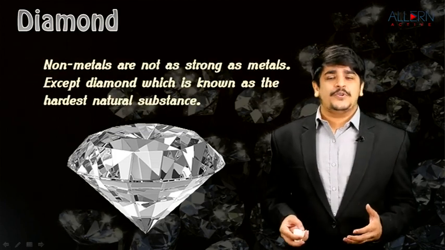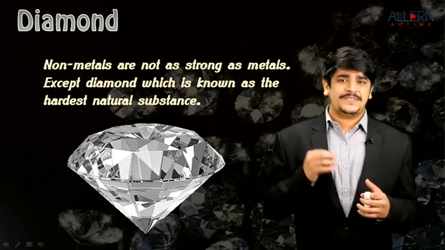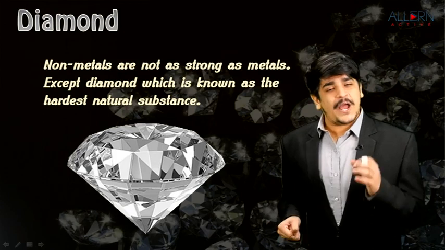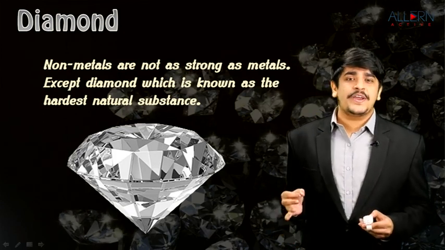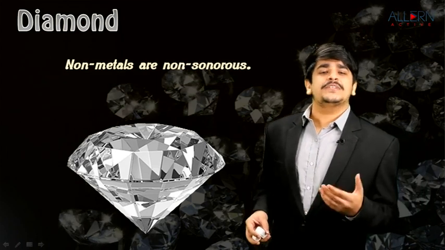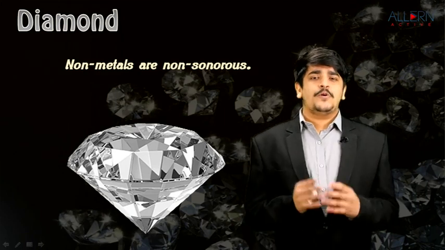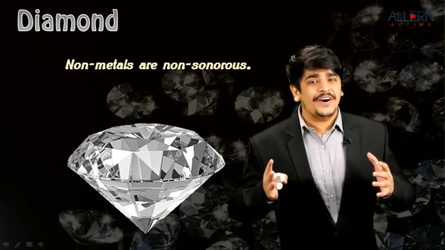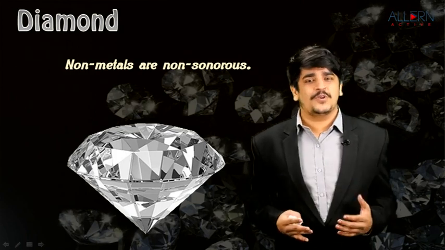The end of the module basically tells you that non-metals are obviously not as strong as metals. However, diamond again is an exception to this particular rule. It is considered to be the hardest known natural substance. Finally, let us understand that non-metals are non-sonorous. When you strike them, they are not going to produce a loud resonant sound, they are not going to produce a ringing sound. And that brings me to the end of the first module of this particular chapter.